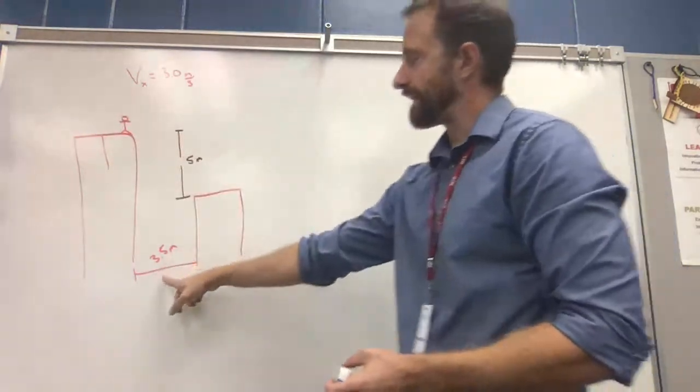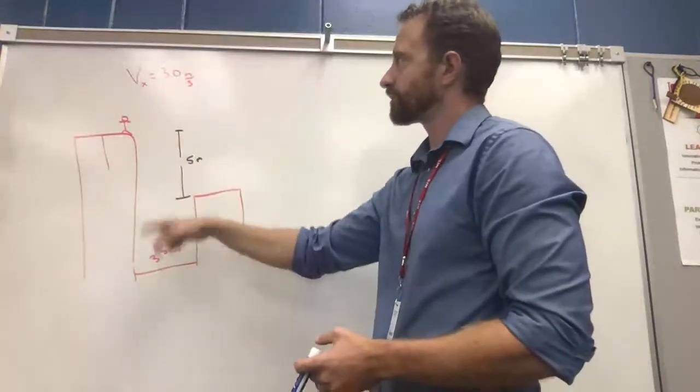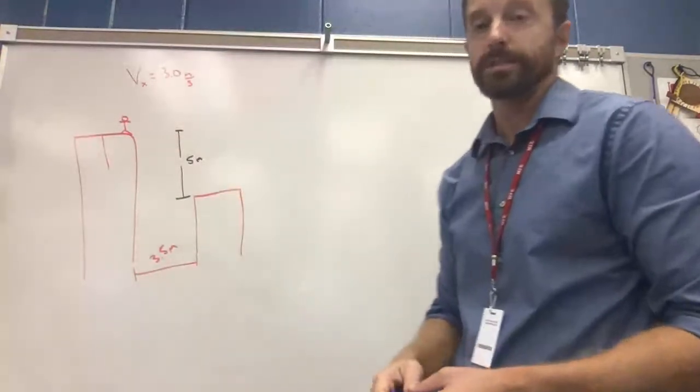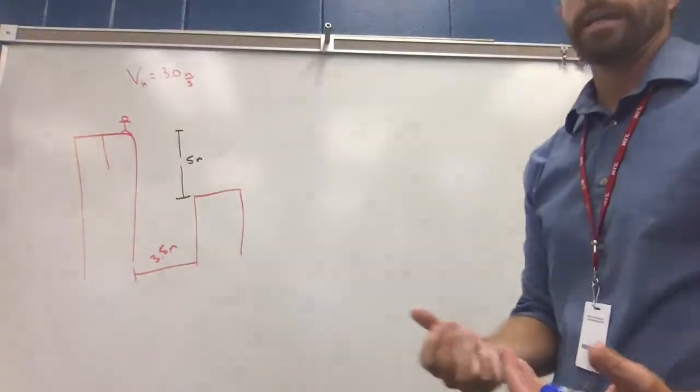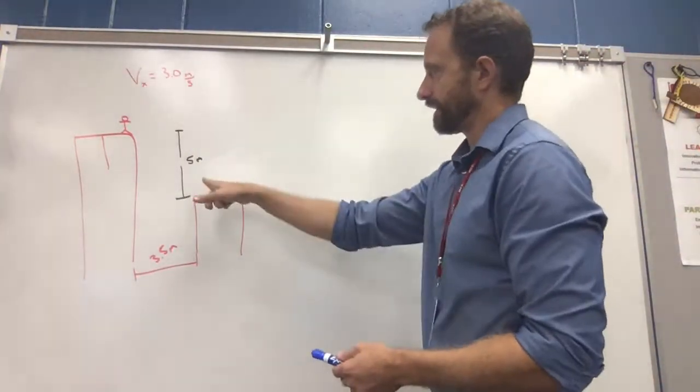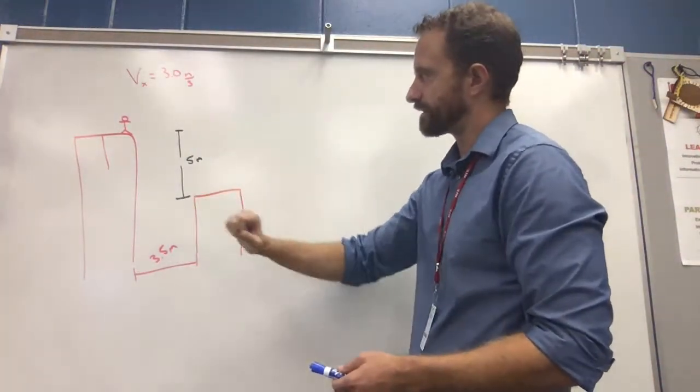The buildings are 3.5 meters apart. There's a 5-meter drop, and they're running at 3 meters per second, right? And we just want to know, are they going to make it? Are they going to land safely on the roof? Are they going to splat into the side or whatever?